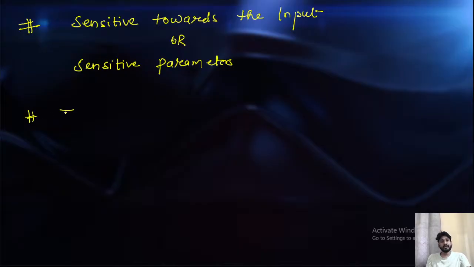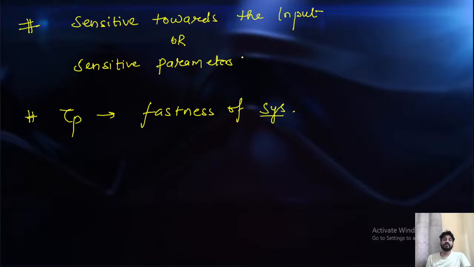And what about the tau p? Tau p is basically giving us the fastness of the system. So Kp will tell you about the sensitivity of the system, and tau p will give you the idea about the fastness of the system, how fast my system is. Am I clear with this or not? Please tell me, guys. These two things should be clear.